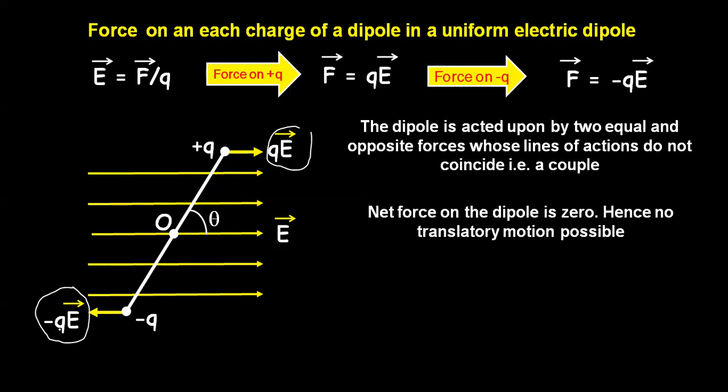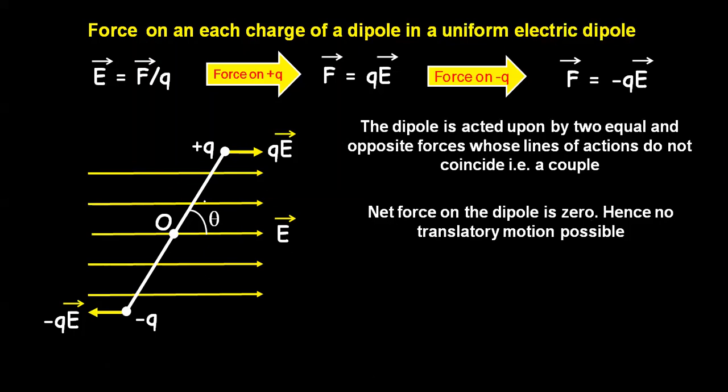So here the two forces are acting along opposite directions. If this is 5 newton, then what will this force be? It will be the same 5 newton. So what is the resultant force? 5 minus 5 will be 0. So whenever a couple acts on a body, the net force on the body will be 0, because the magnitudes of the two forces constituting the couple are the same and their direction is opposite. So the net force on the dipole is going to be 0.